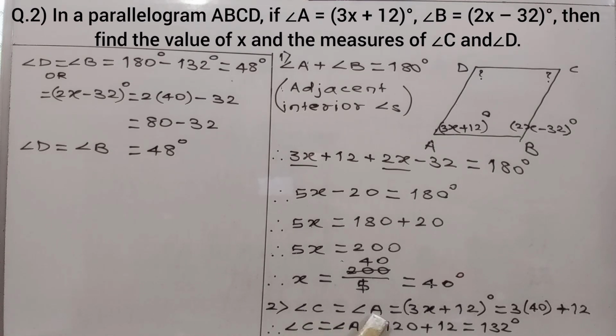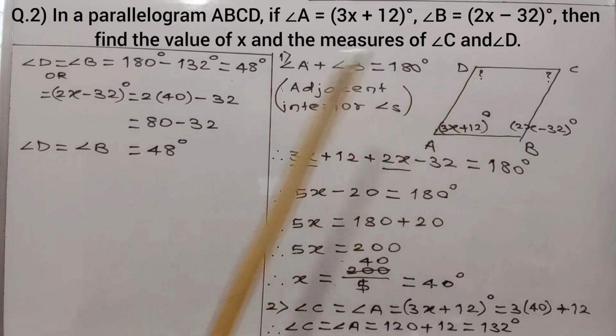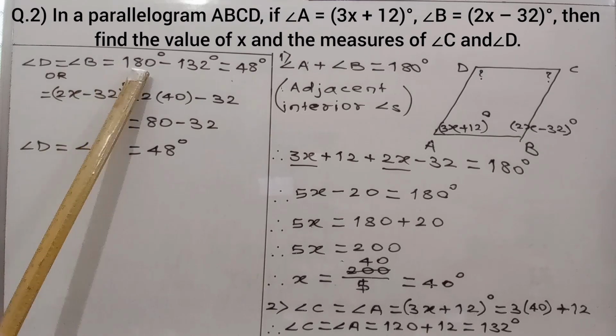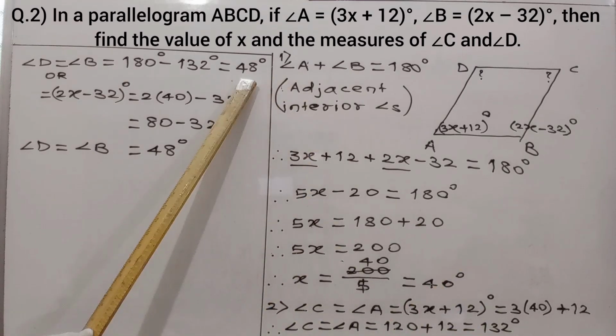So angle C is equal to angle A is equal to 3x plus 12 degree. We put value of x. What is value of x? 40. We put here 3 into 40 plus 12. Therefore, angle C is equal to angle A is equal to 3 into 40, 120 plus 12 is equal to 132 degree. Now here we will find measure of angle B and D. These are opposite angles. Angle D is equal to angle B is equal to 180 minus 132, which is equal to 48 degree.